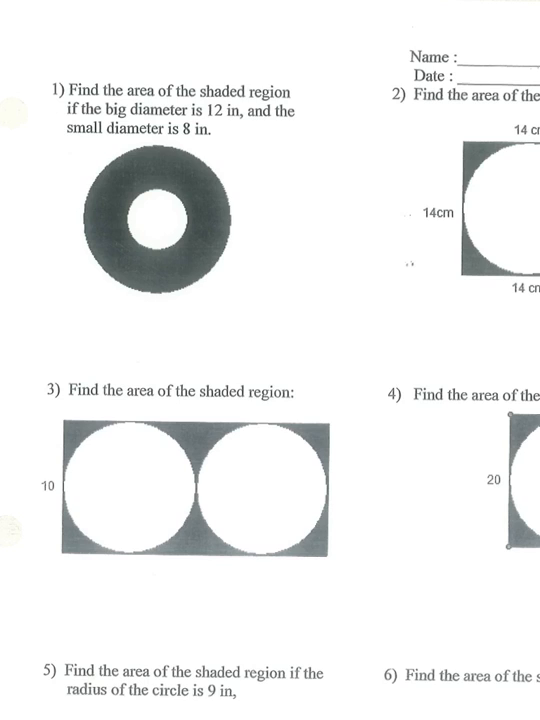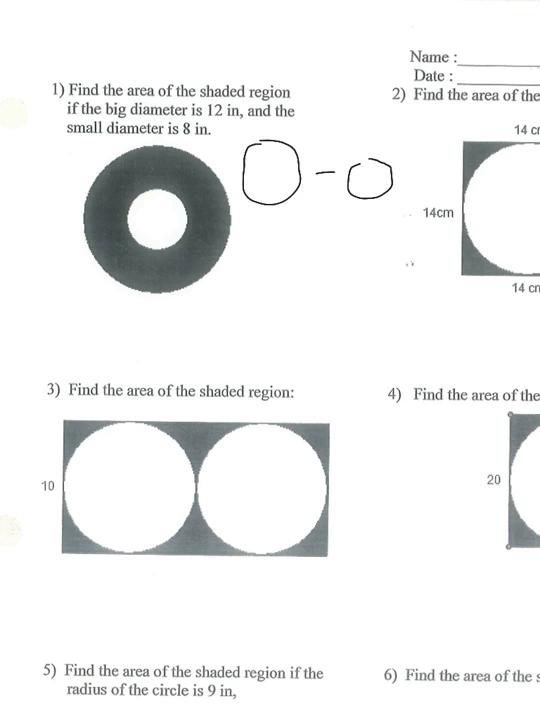Question number 1. Find the area of the shaded region if the big diameter is 12 inches and the small diameter is 8 inches. So in this question, in order to find the shaded area, you really have to find the area of the bigger circle minus the area of the smallest circle.